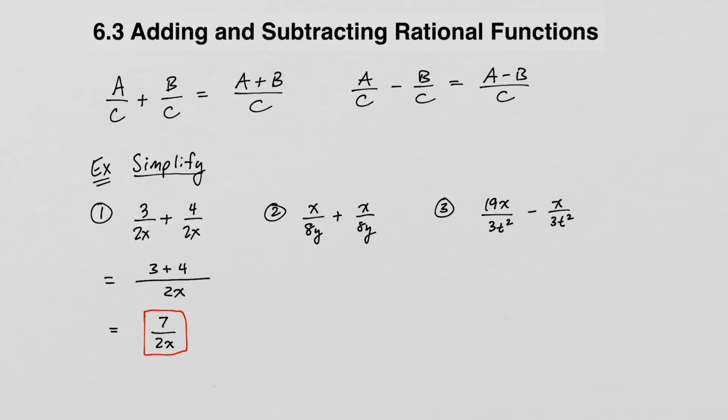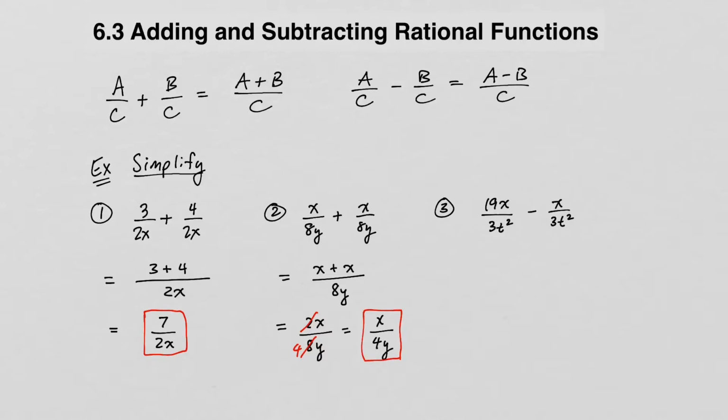For the next example, very similar. We want to add the fractions x over 8y plus x over 8y. So notice once again the denominator is the same, it's 8y. And we simply need to add the numerators. And x plus x, of course, is 2x over 8y. And one final thing we can do here is we can reduce the fraction. 2 divides into 8 4 times. And so our final answer here is x over 4y. So no matter what, always look to reduce your answer.